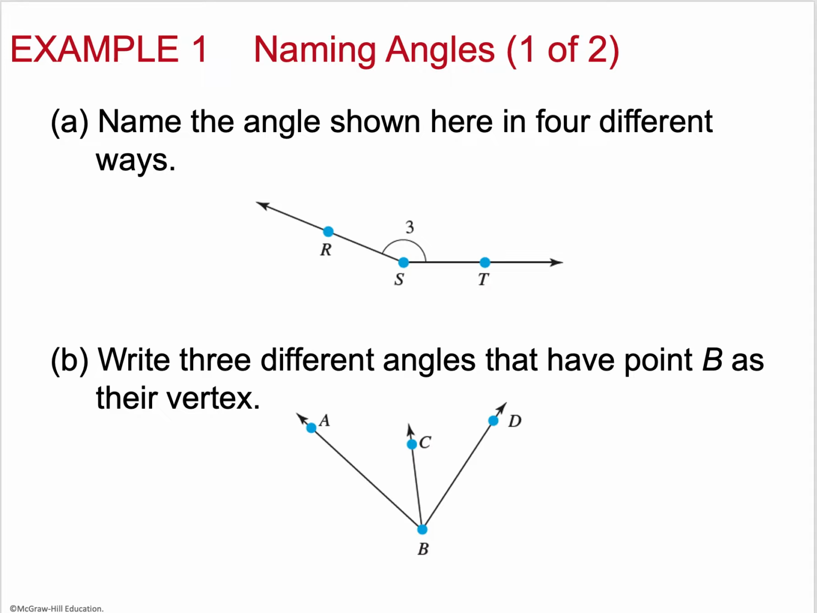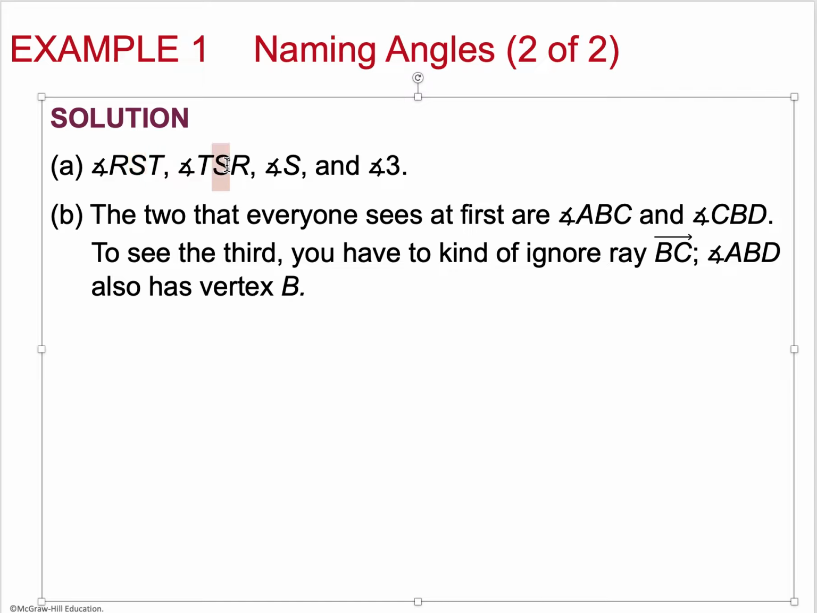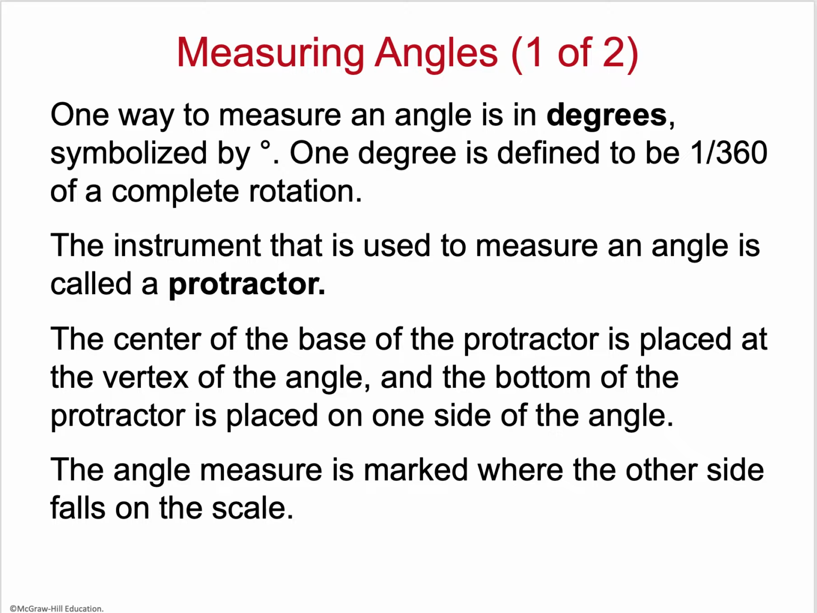So as an example, if I want to name the angle that's shown here in 4 different ways, then I'm going to make sure that that vertex S stays in the middle of my letters. I could also call it angle S, and I could also call it angle 3 because the inside of that angle is denoted with a 3. And then in part B, write 3 different angles that have point B as their vertex. So ABC, CBD, or ABD. So there are 3 distinct angles that are being shown in that example.